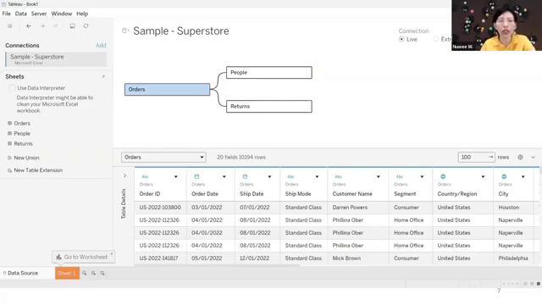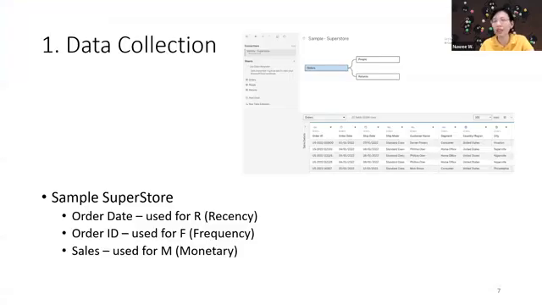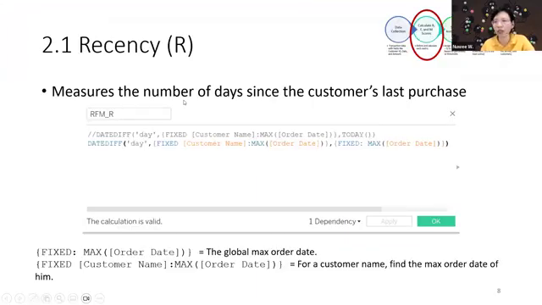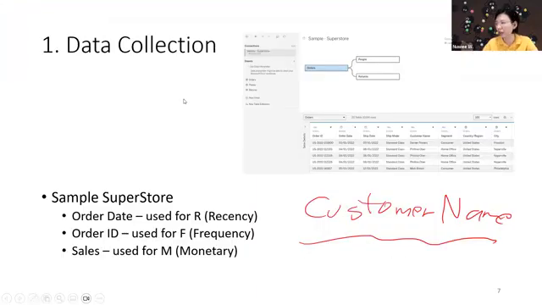So we will use order date for recency. We will use order ID for frequency. And we also use sales for monetary. And of course, we have customer name. So we will distinguish by customer name, not customer ID. Okay? So once you get this, just type 1 for me. Thank you.